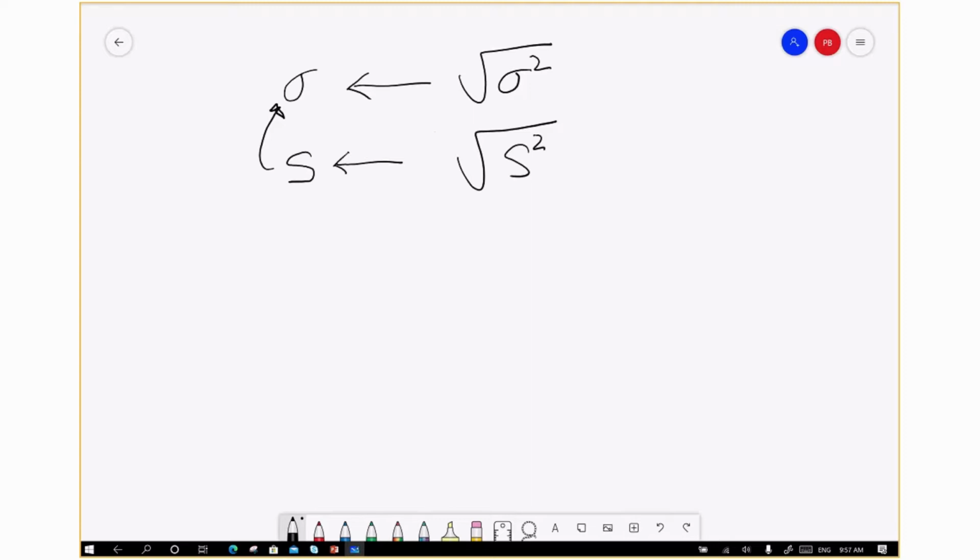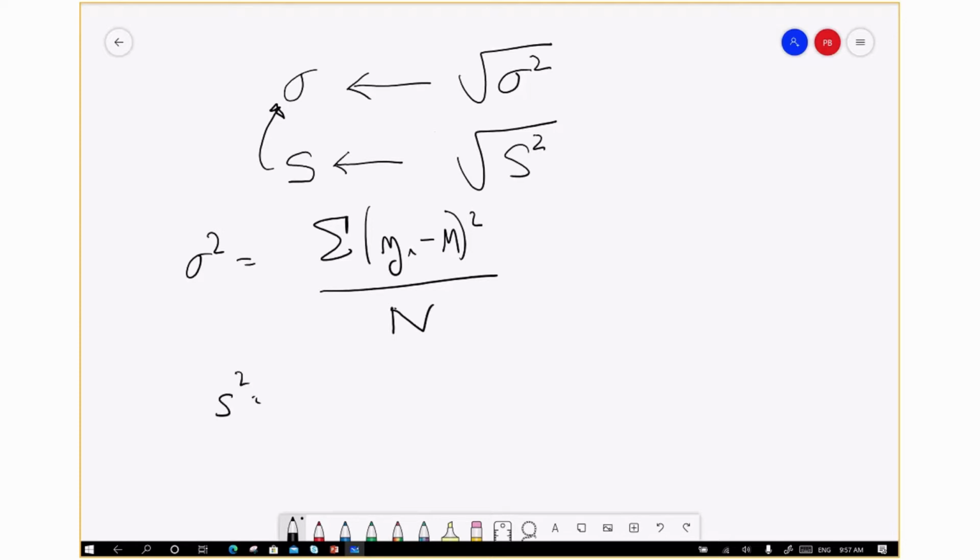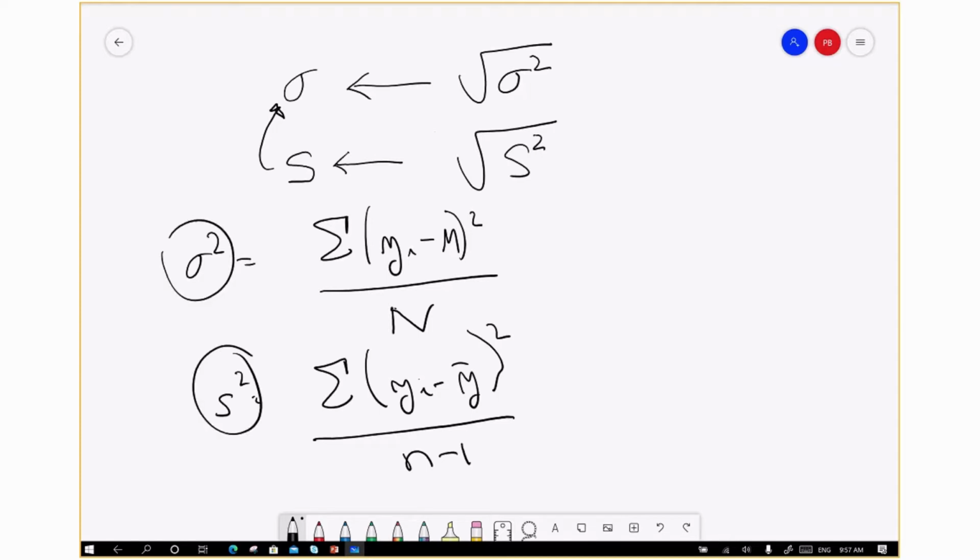So what is the population variance? It's the sum of all the yi minus mu, all squared, over N, whereas s squared is going to be the sum of all the yi minus y bar, squared, over n minus 1. So what are the differences between these two? Well, let's look at the numerator first. One thing we'll see is mu here versus y bar here. And that's not a trivial difference.